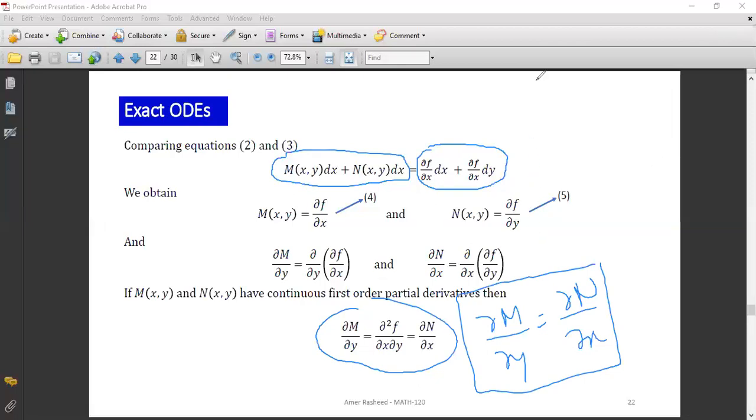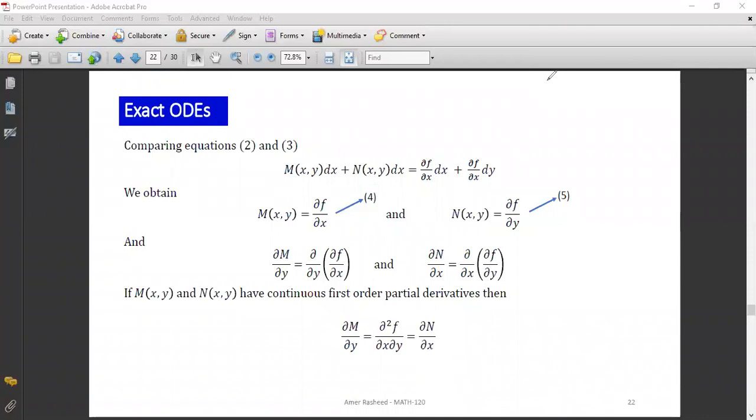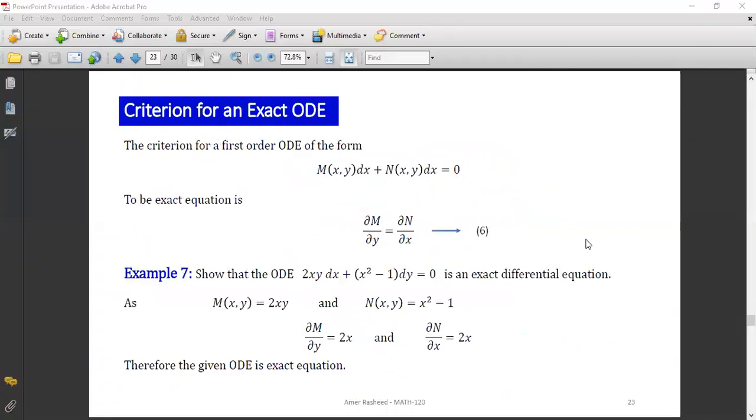So what is the criteria? Next, we are going to discuss the exact differential equation. If we are given any differential equation of this kind, M(x,y) dx plus N(x,y) dy, there is a typo here.